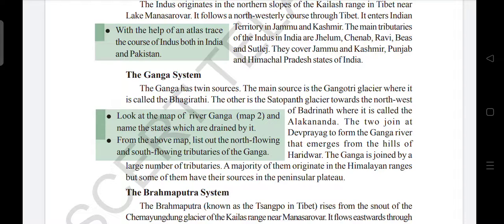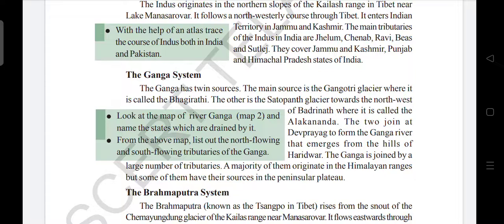So, this Ganga river has twin sources, and the two twin sources are glaciers only. Of these two glaciers, the main source of Ganga is the Gangotri Glacier, where it is also called the Bhagirathi. And the other is the Satopanth Glacier towards the northwest of Badrinath, where it is called the Alaknanda.